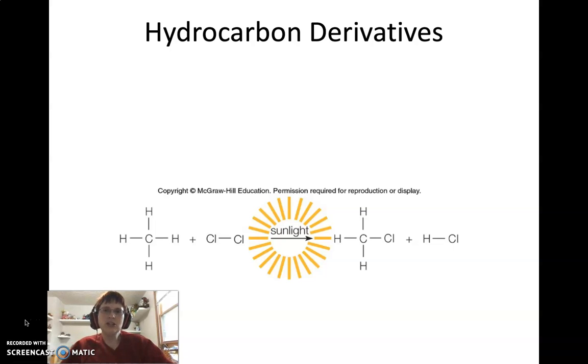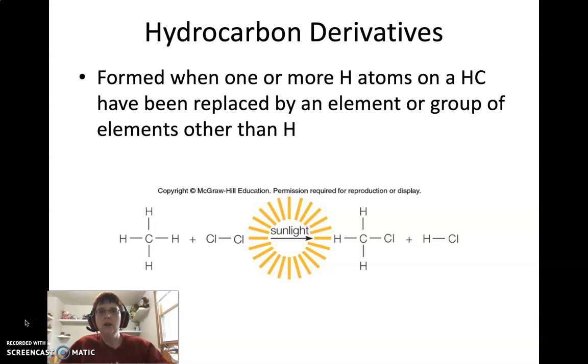This is the fourth lecture of Chapter 12, talking about organic chemistry. And we're still talking hydrocarbons, but now we're going to be talking about alternative hydrocarbons. So our hydrocarbon derivatives are formed when you have one or more hydrogen atoms on a hydrocarbon that have been replaced by an element or group of elements that are not hydrogen. So you can see here an example of that.